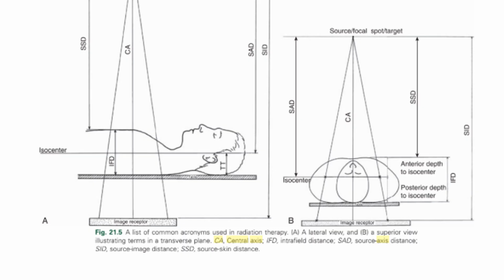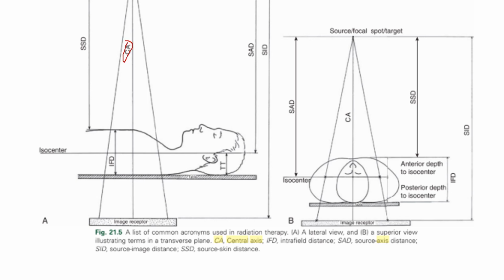In this slide, I'll try to present the three definitions with these pictures, which are really helpful to understand the definitions, such as the CA, which is the central axis, the intrafield distance, and the isocenter. I found this picture in the Washington and Leaver book. Okay, so let's start. The CA, or CAX, is the central axis, which is a line perpendicular to the cross section of the treatment field, which is this one.